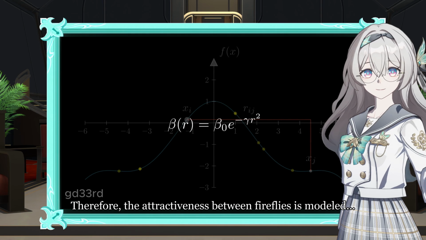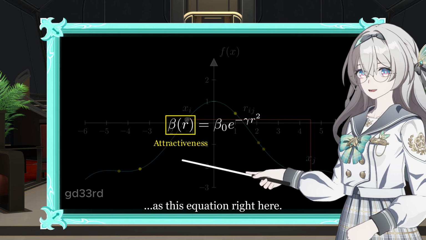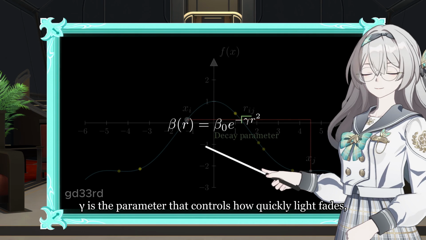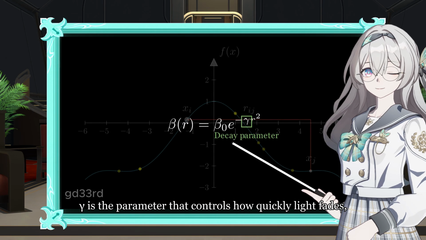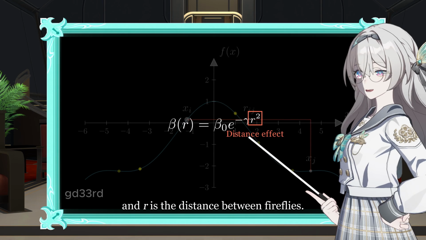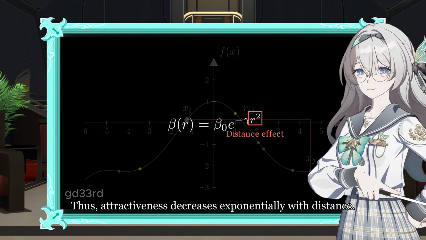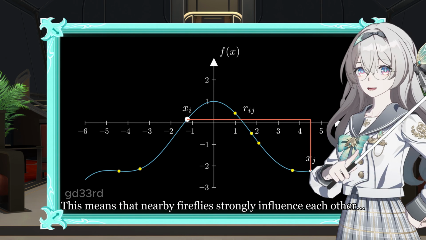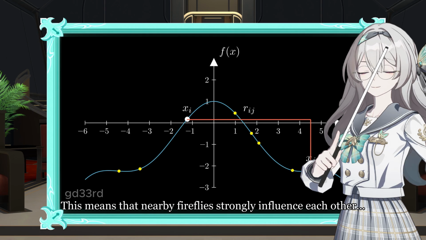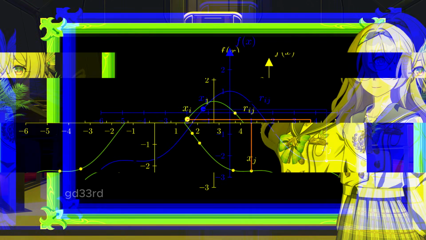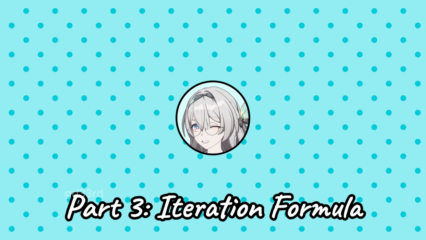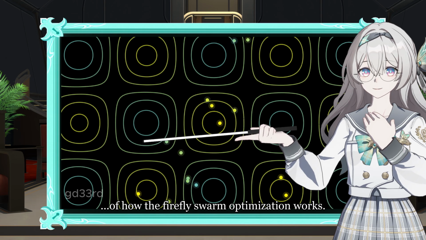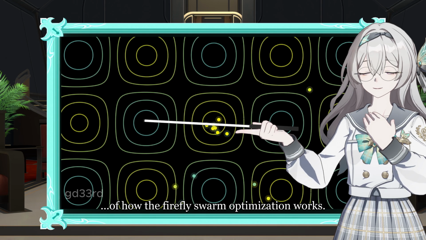Therefore, the attractiveness between fireflies is modeled as this equation right here, where beta_0 is the degree of attractiveness at zero distance. Gamma is the parameter that controls how quickly light fades. And r is the distance between fireflies. Thus, attractiveness decreases exponentially with distance. This means that nearby fireflies strongly influence each other, while distant ones barely interact. With this, we have the general idea of how the firefly swarm optimization works.